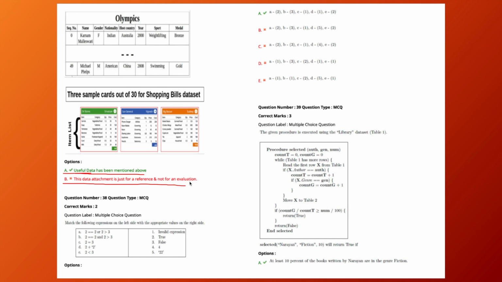So the first question, that is question number 38 of this section, says match the following expressions on the left side with the appropriate values on the right side. So in the left side you have 2 equal to 2 or 2 greater than 3. So what is to be understood here is that the first thing is 2 equal to 2, which is a conditional operator, which means it's going to output either true or false. So this is very easy to understand, that an equal to sign's output is either true or false.